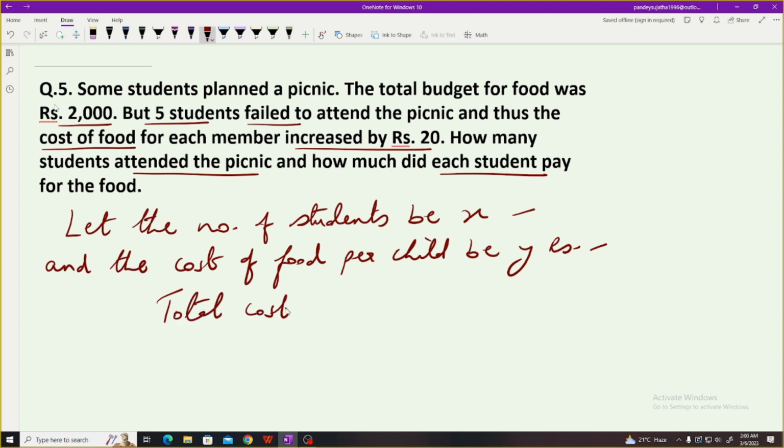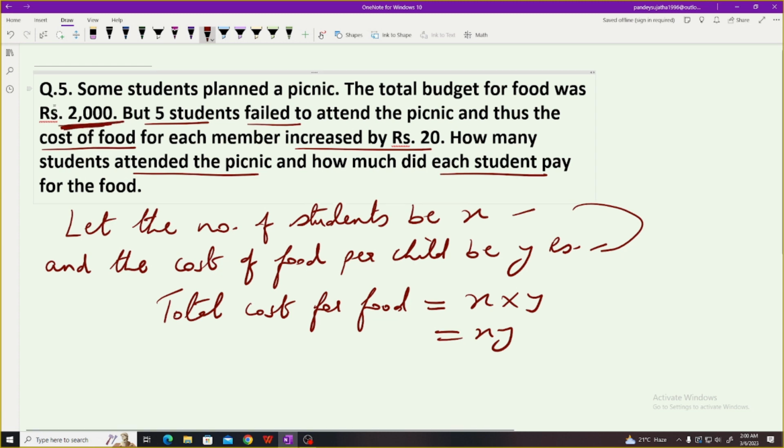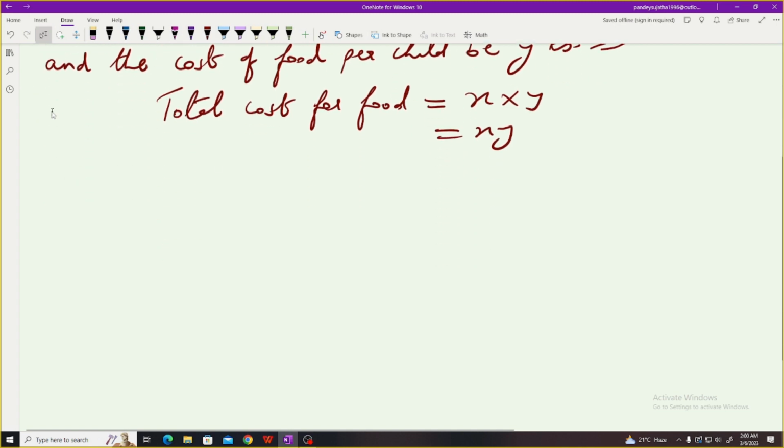cost for food will be equal to x into y, that is xy. And here the budget for the food is clearly given, that is 2000. That means xy is equal to 2000 rupees.